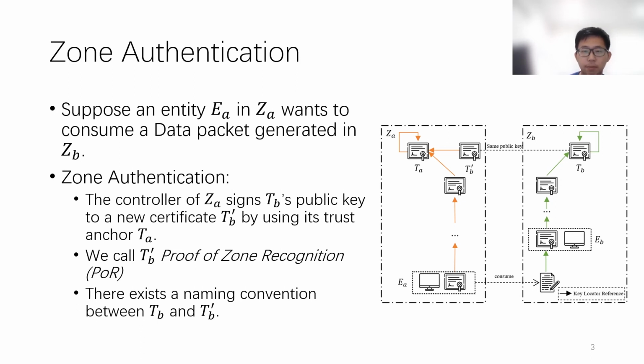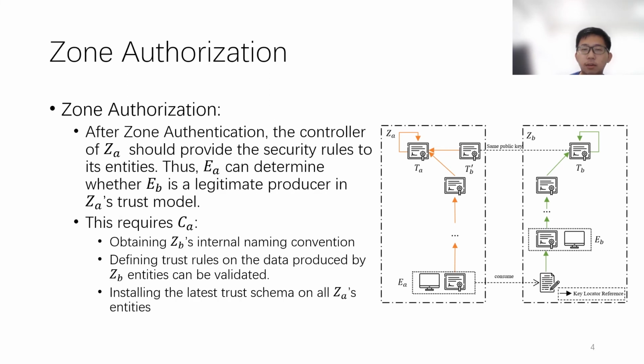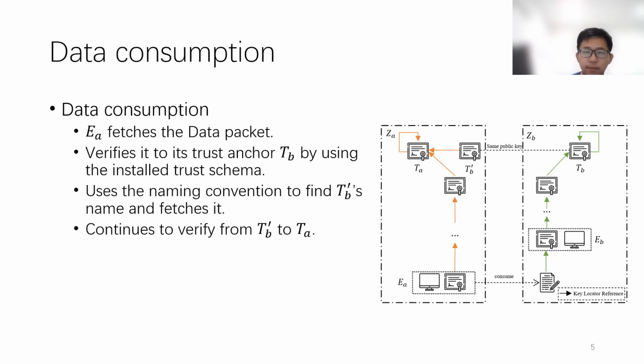There exists a naming convention between TB and TB-cert so that entities in ZA can get the POR's name by using TB's name. In zone authorization, the controller of ZA will provide security rules to the entities in ZA. It will obtain ZB's internal naming convention and define the security rules on the data produced by ZB. After that, it will get a new trust schema. Then it will install the latest trust schema on all of ZA's entities to finish the zone authorization.